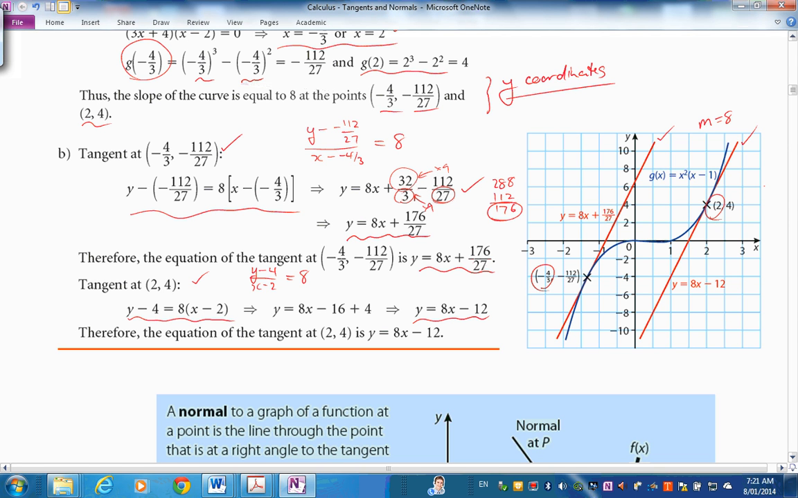Very nice. Okay, now that doesn't really look like a very steep slope of 8, and the reason for that is the different scales on the x and y axes. The y-axis scale is going up 2 for every unit, and this one is only going up 0.5, so there's a scale difference. So just watch that when you're drawing tangents.